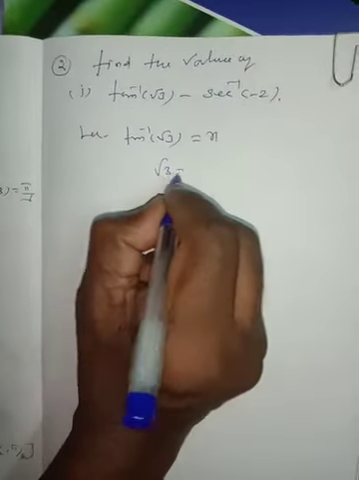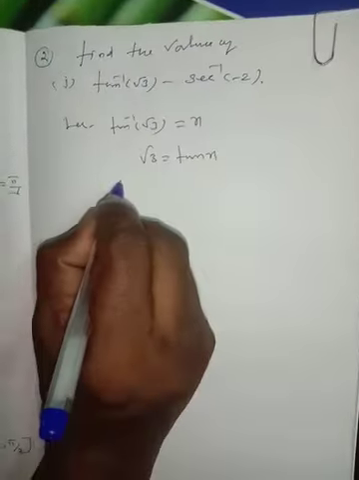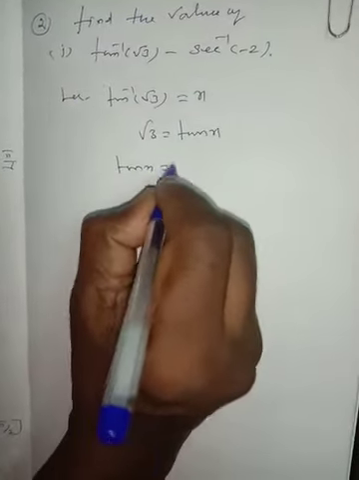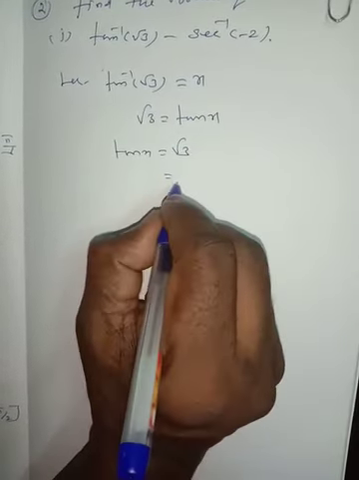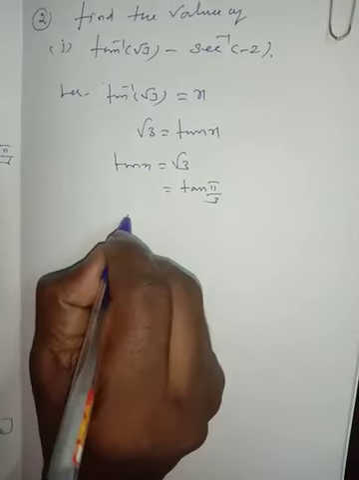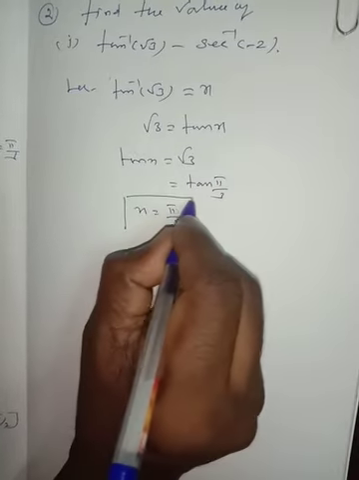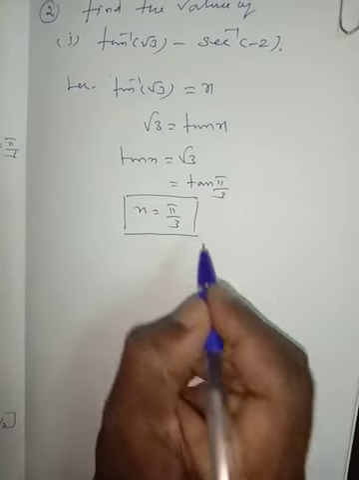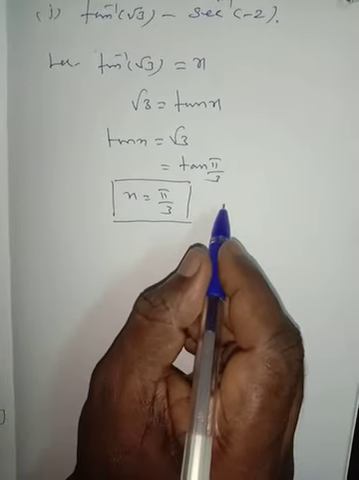Root 3 is equal to tan x. Tan x is equal to root 3. Tan in terms of root 3 is tan pi by 3. So x is equal to pi divided by 3. This is the first part result, and this result belongs to minus pi by 2, plus pi by 2.